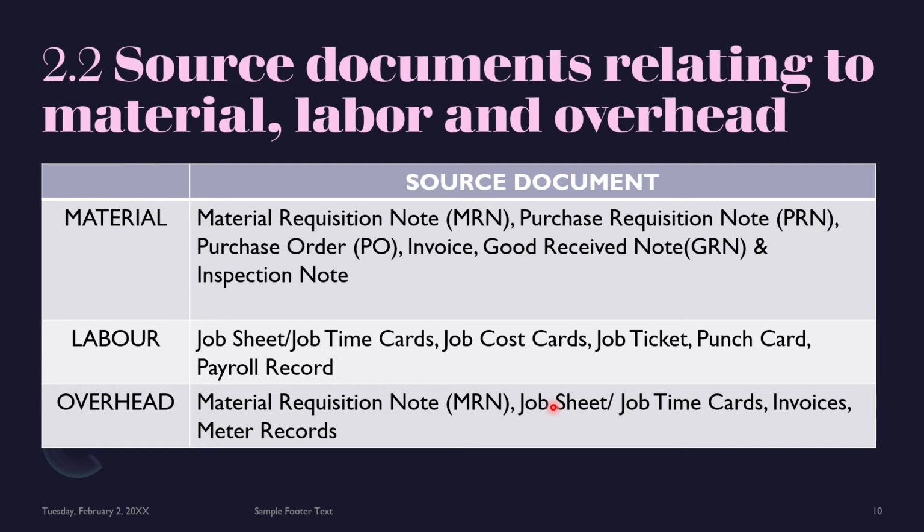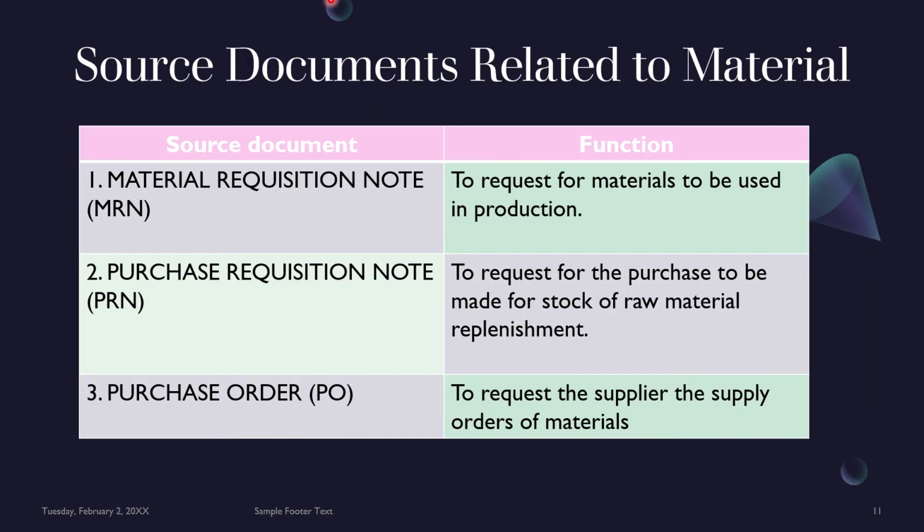Now, let us discuss the related source documents for material. Some of the source documents related to material are as follows. The first one is material requisition note, used to request material to be used in production. Next is purchase requisition note. A purchase requisition note is used to request a purchase to be made for replenishment of raw material stock.